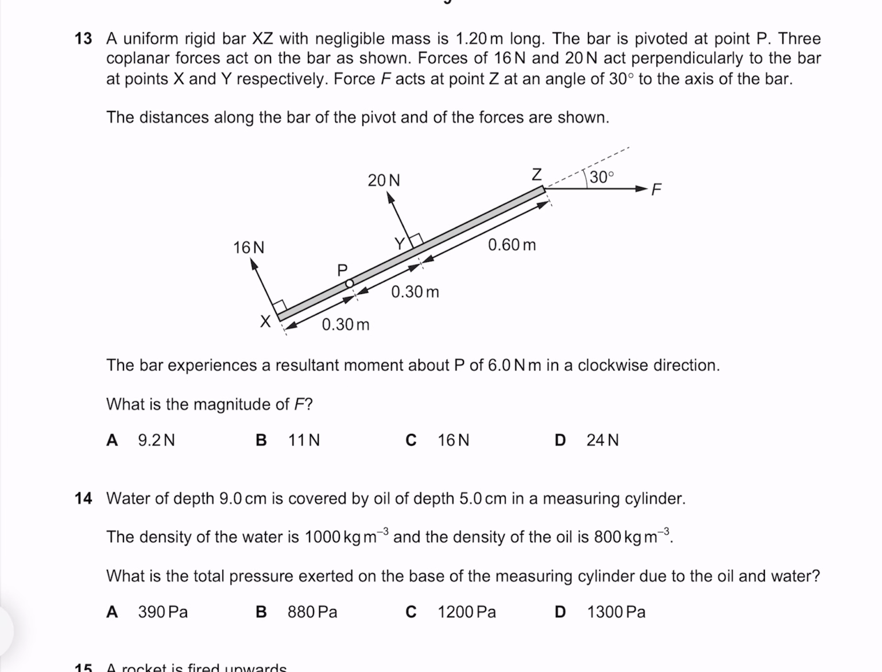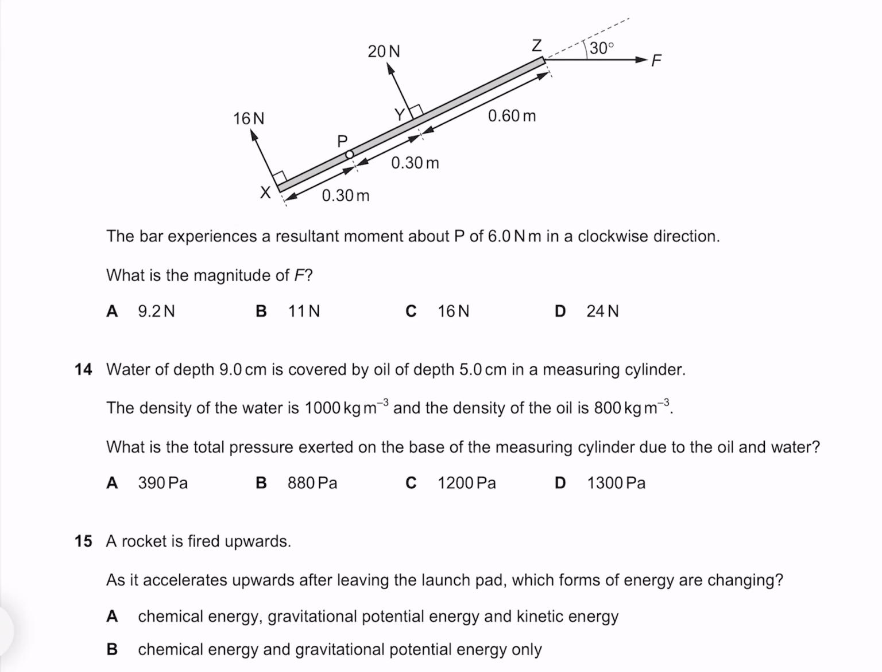A uniform rigid bar XZ with negligible mass is 1.2 meters long. The bar is pivoted at point P. 3 coplanar forces act on the bar as shown. Forces of 16 and 20 newtons act perpendicularly to the bar at points X and Y respectively. Force F acts at point Z at an angle of 30 degrees to the axis of the bar. The distances along the bar of the pivot and of the forces are shown. The bar experiences a resultant moment about point P of 6 Newton meters in a clockwise direction. What is the magnitude of F?